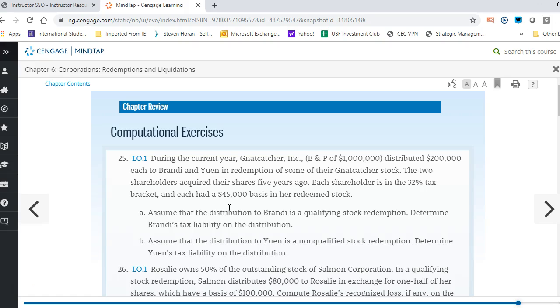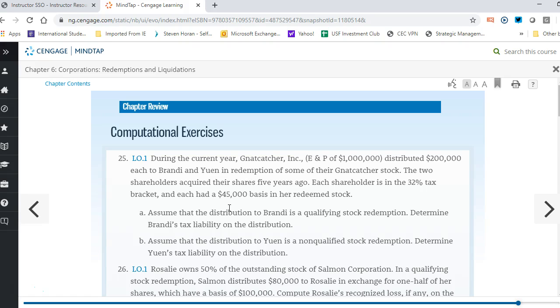A qualified redemption means you're qualifying for some kind of a tax break, something that qualifies you for lower taxes, versus non-qualified where you're not going to get the qualification. And this first question deals with that right away, so you have a good handle on what that means.